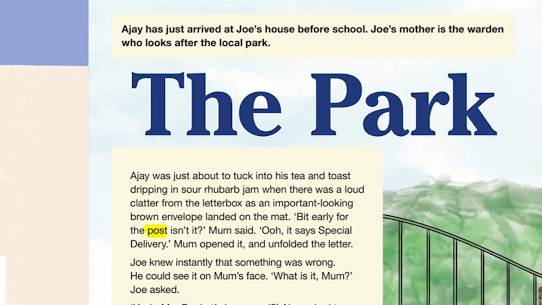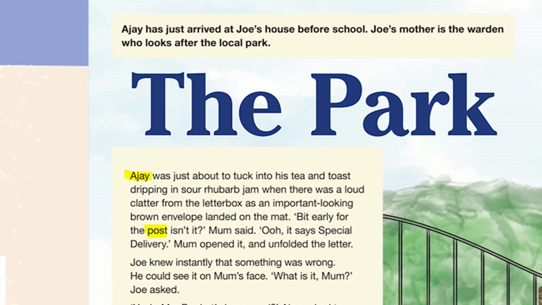Now, if I read just the words after post, remember I said to you lots of children find the keywords and then just read everything after it, then I would get this wrong. Because if I'm going to go back and read everything, it says bit early for the post, isn't it, Mum said, and then I'm not reading what AJ's doing. So I'm going to go right back to where AJ is mentioned.